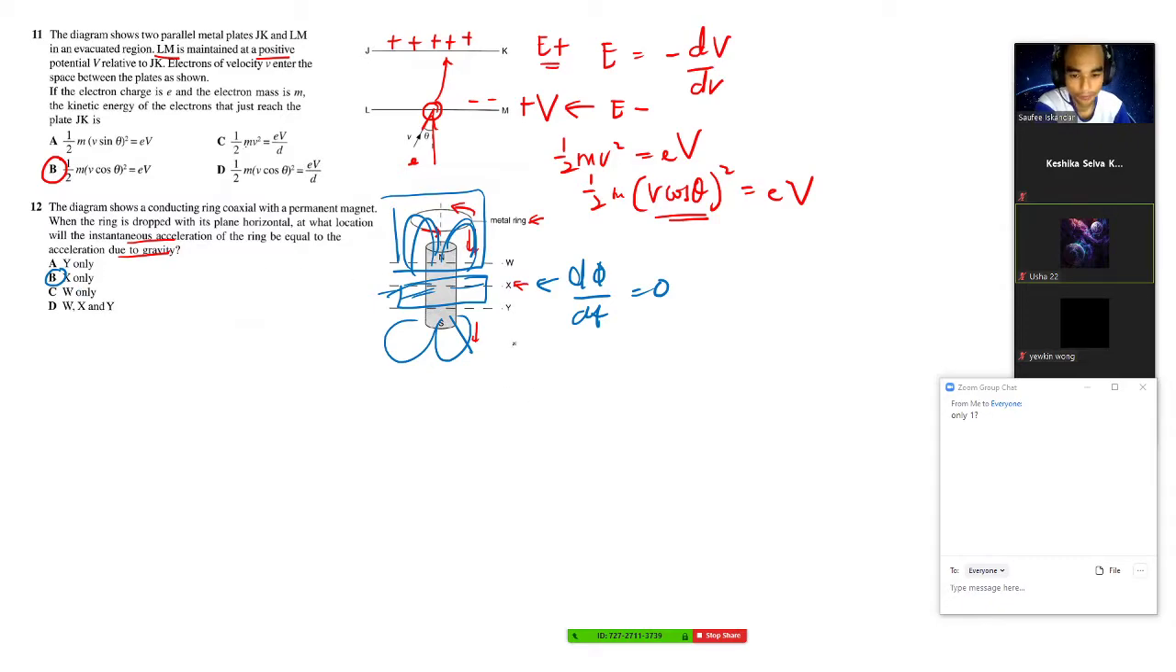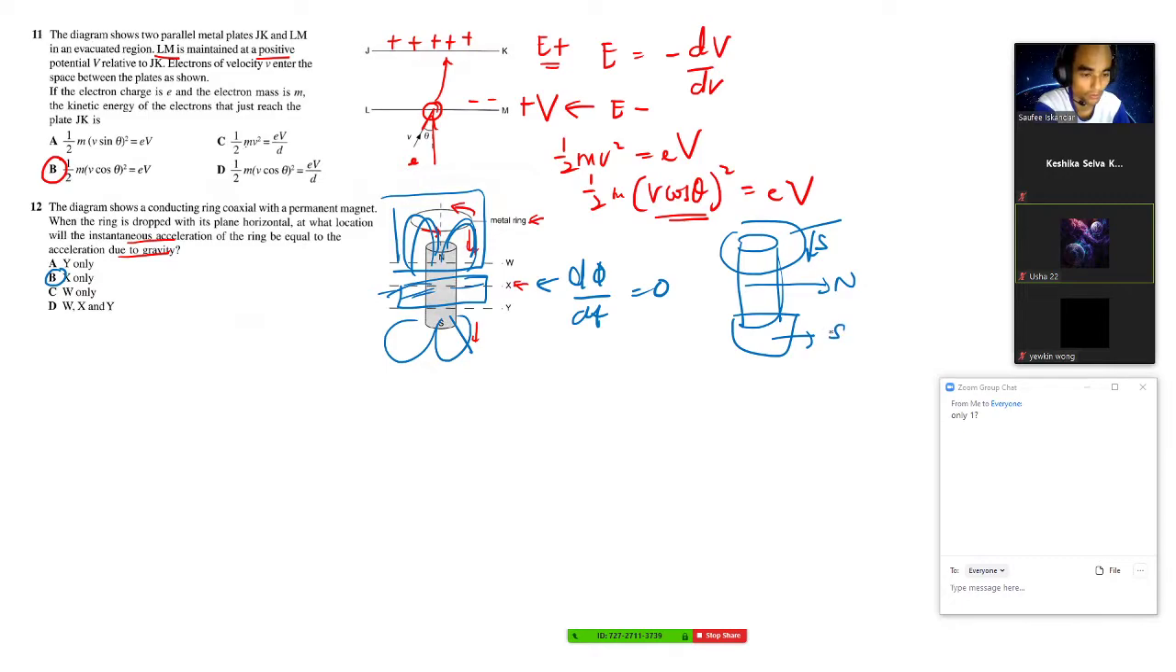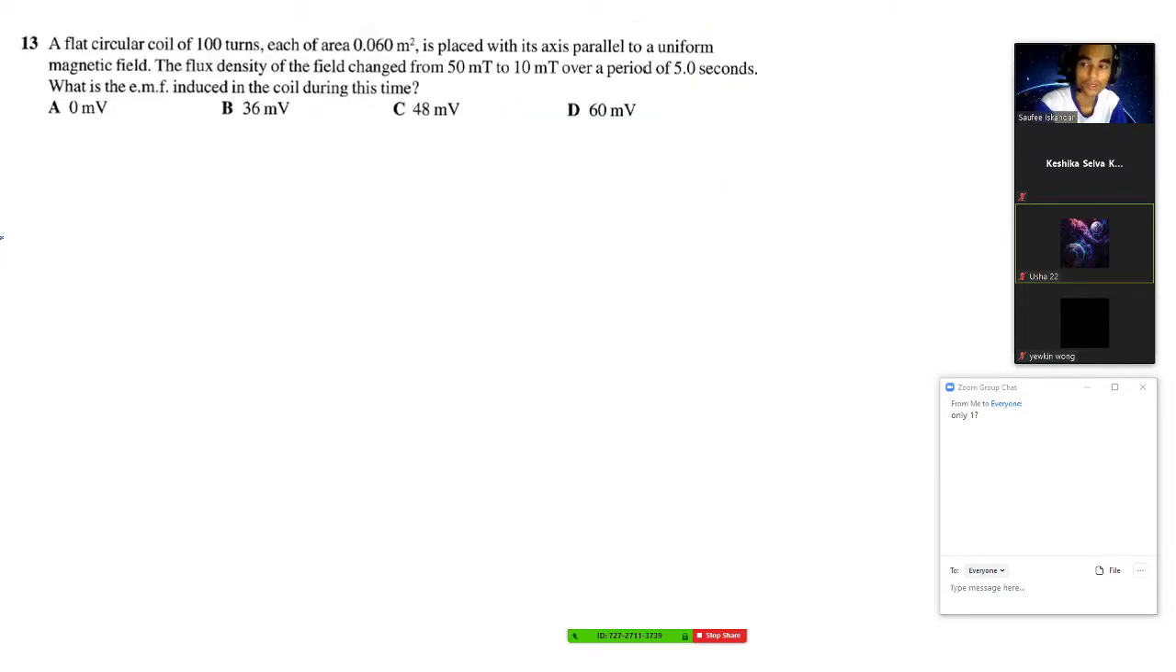So what happened is, when it drops down, this is a magnet. It will be slowing at this point, and at this point it will be normal, and then at this point, when it drops down, it will be slow also because of the change of magnetic flux from a bigger magnetic flux to no magnetic flux, zero magnetic flux. So question number 12, the answer will be B. Goes to question number 13.